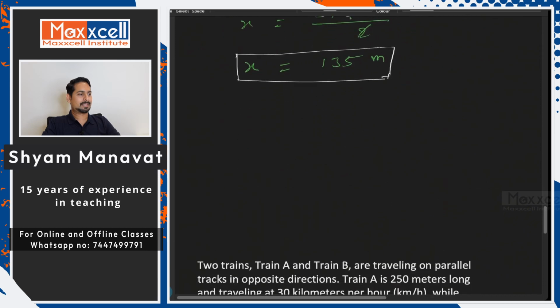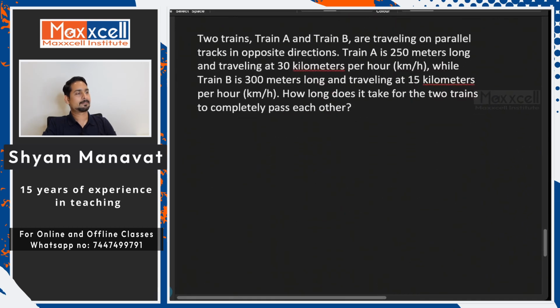Okay, let's move to the next question. Now here it says two trains, train A and train B, are traveling on parallel tracks in the opposite direction. So I am giving another example of two trains. The first example was two trains moving in the same direction. Here two trains are moving in the opposite direction. So this is your fifth case.